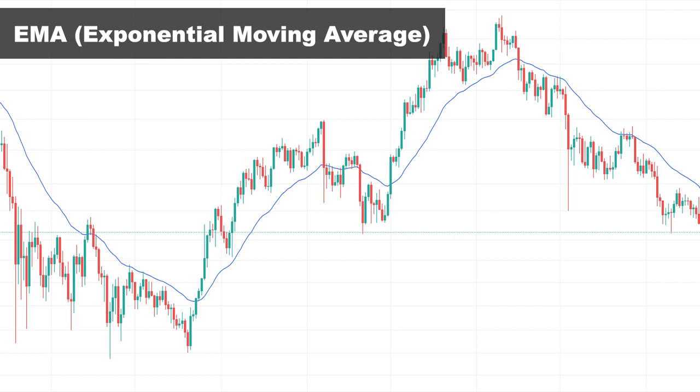Moving average is the most simple and very popular indicator, and it plays a role in many trading strategies, and also it's a base for many other indicators.